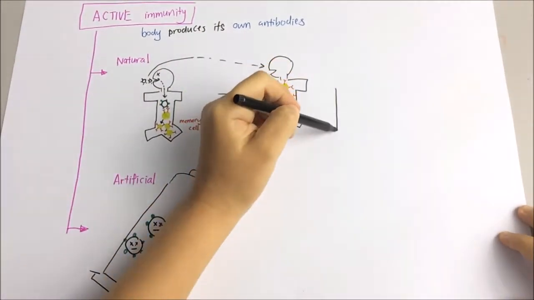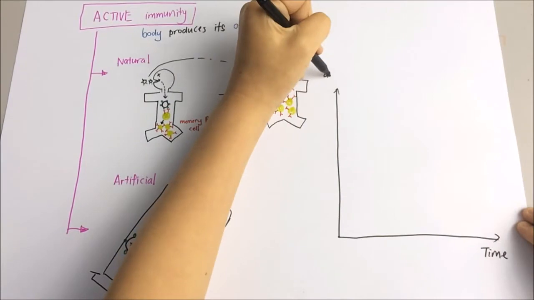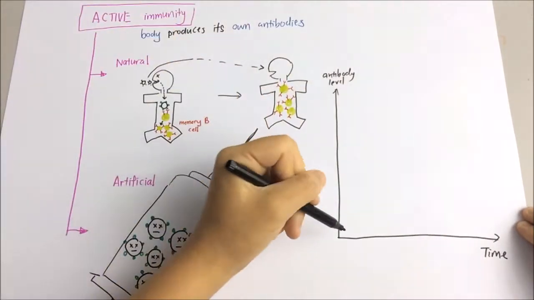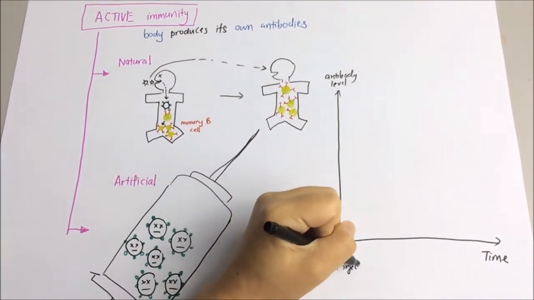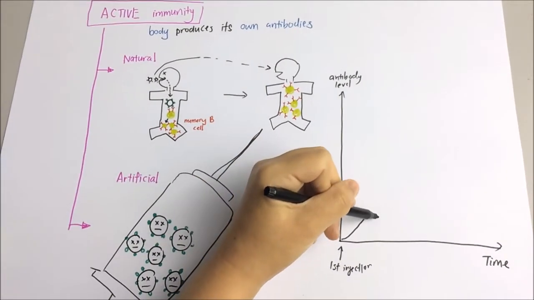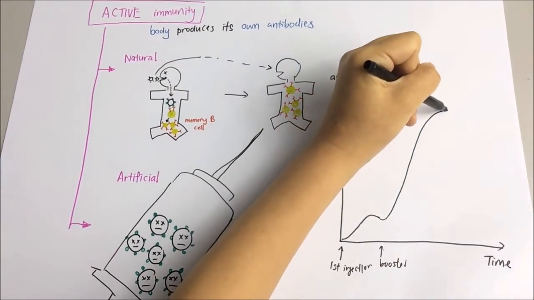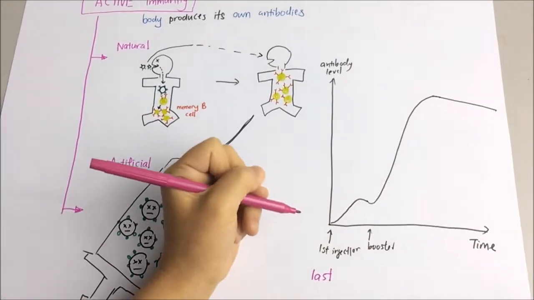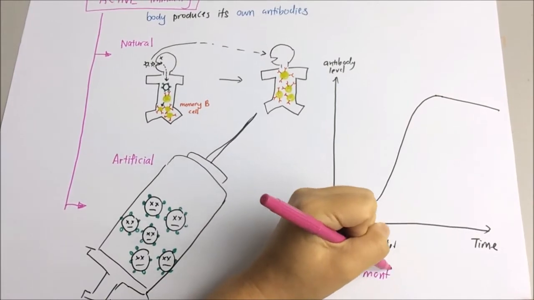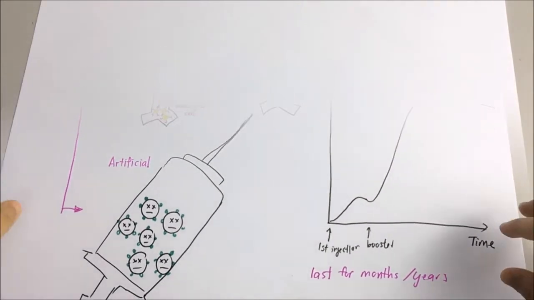If you plot a graph of antibody level against time, you'll find that this type of immunity is not immediate. Okay, this is the first injection. So you'll see that it takes time for the body to create enough antibodies to fight the pathogen. Very often, you might need another booster. However, this type of response will last for a long period of time, and in some cases, where the antibodies remain in the body as memory cells, immunity may be lifelong.